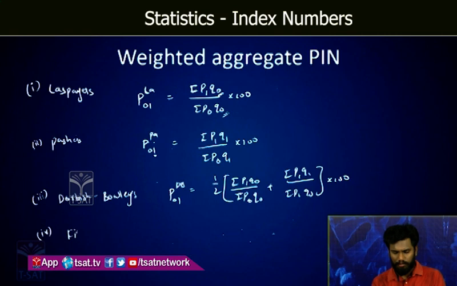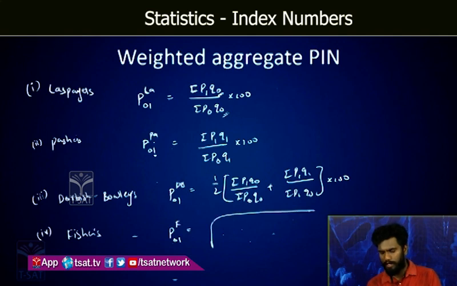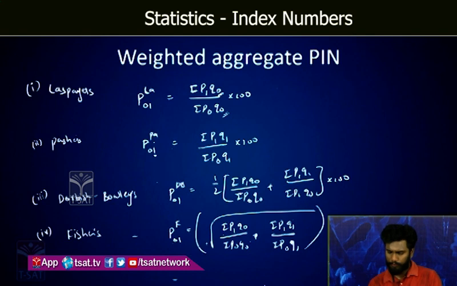Next it is Fisher's, which is very important. Why it is important we will discuss later. P01F is given by the square root of summation P1 Q0 by summation P0 Q0 into summation P1 Q1 by summation P0 Q1, into 100 outside the root. This is nothing but the geometric mean of Laspeyres and Paasche's. Whereas the previous one is the arithmetic mean of Laspeyres and Paasche's.